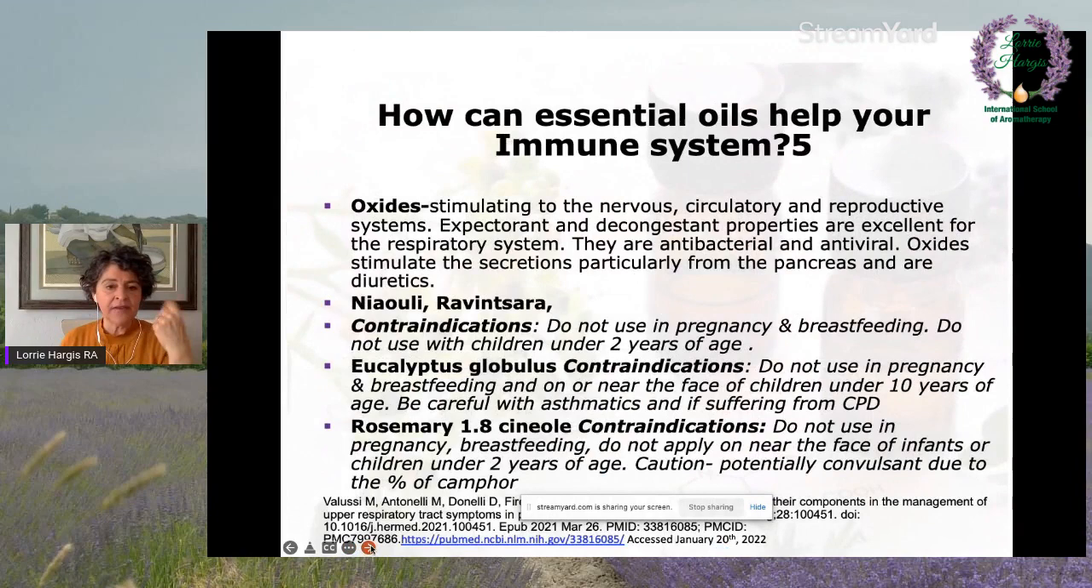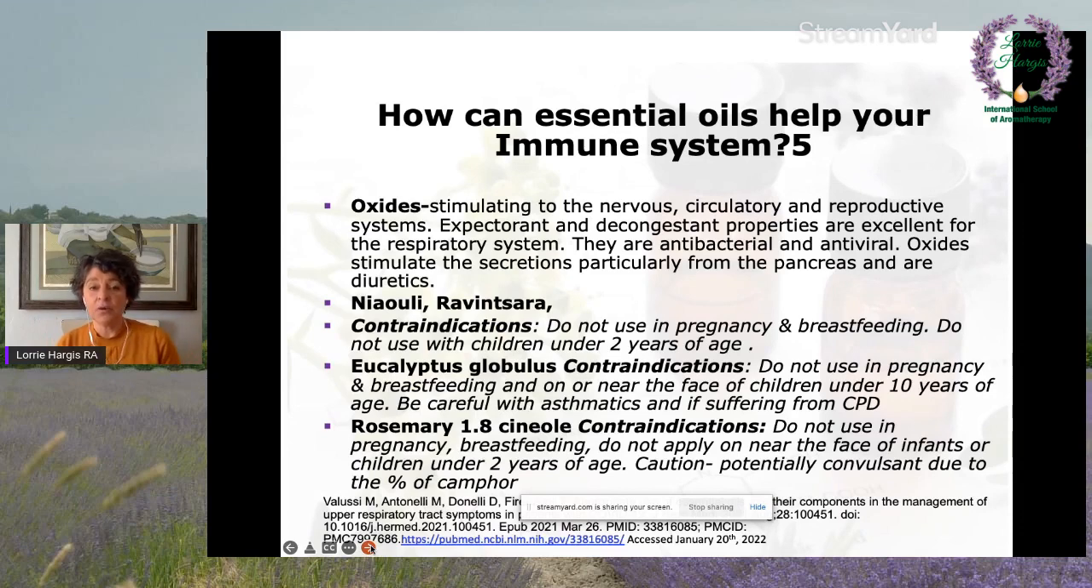Now let's go to our last family. Some of these essential oils are in other families too, but I just want to let you know that they do have a terpenoid oxide in them, and it is 1,8-cineole. Oxides are stimulating to the nervous system, the circulatory system, and the reproductive system. They're expectorants and decongestants, and they're excellent for the respiratory system. There we go with the bronchial dilators, right? They're antibacterial and antiviral. They help the body, especially the pancreas, secrete secretions, and they stimulate secretions.